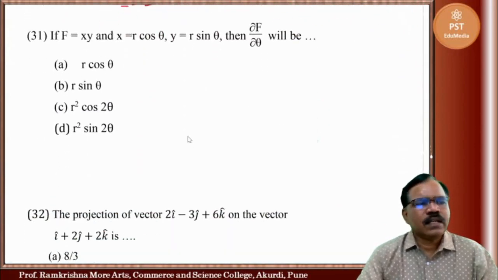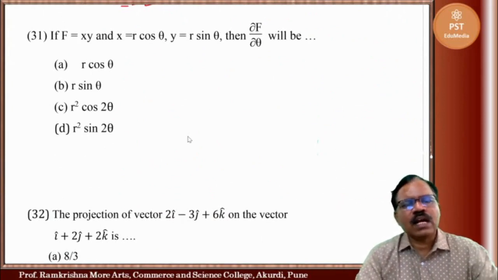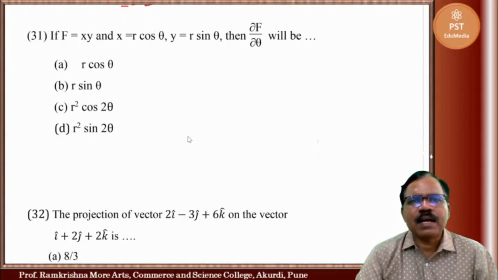Now next one, if f is equal to xy and x is equal to r cos theta, y is equal to r sin theta, then ∂f/∂theta will be.